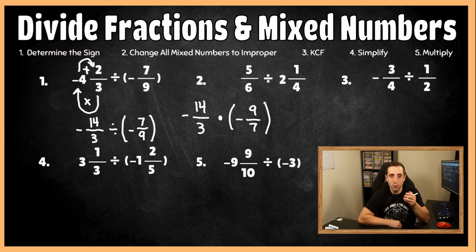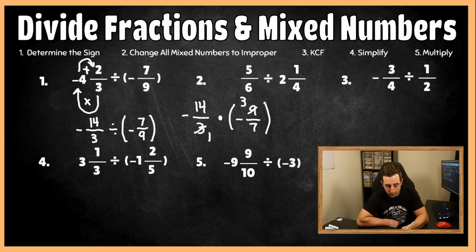And now for step four, we want to check to see if we can simplify anything. And sometimes we can, sometimes we can't, just depends on the numbers. So we want to look at the numbers that are diagonal from each other. So 3 and 9 are both divisible by 3. So 3 divided by 3 simplifies down to 1. 9 divided by 3 simplifies down to 3.